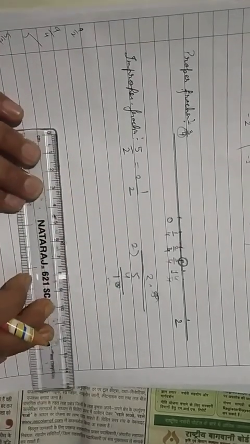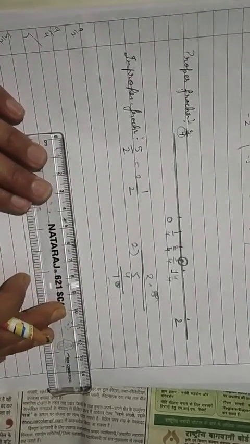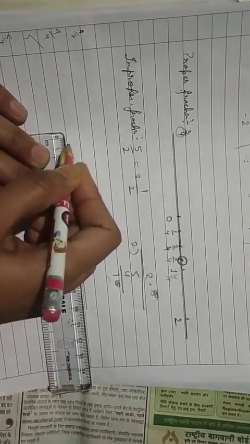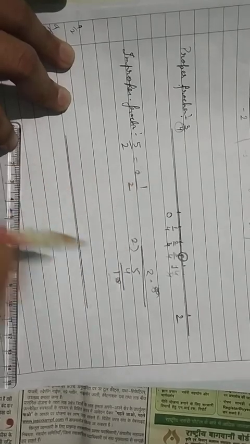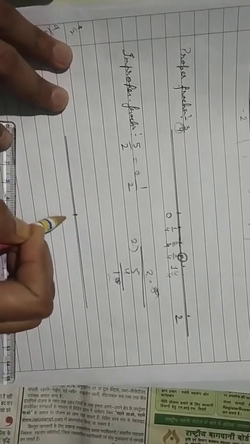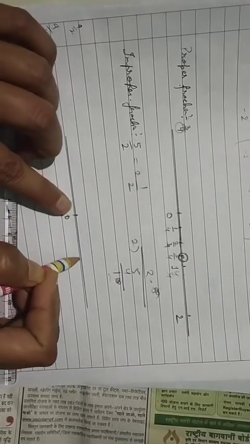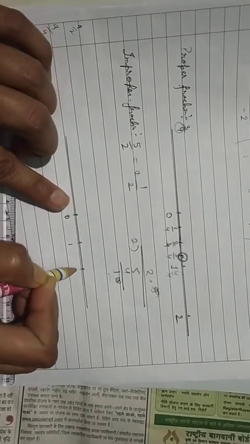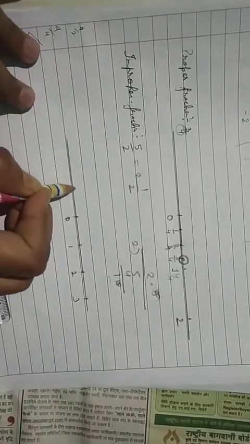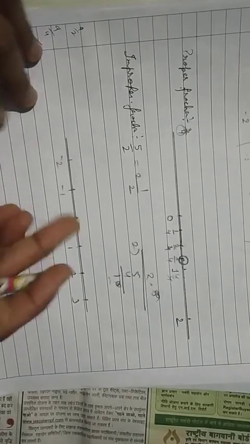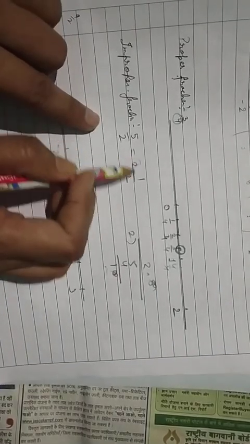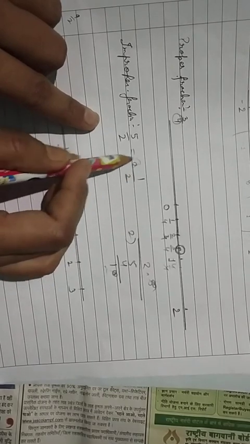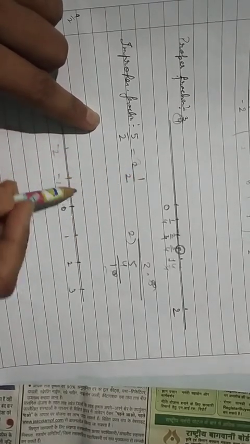Now after changing it into the mixed fraction, you will draw a number line. Now this is 2 and a half. So 0, take equal gaps again, 1, 2, 3. Here also you can take -1, -2, if it is a negative number. Now 2 and 1 by 2: this is the whole part, this is the fractional part.